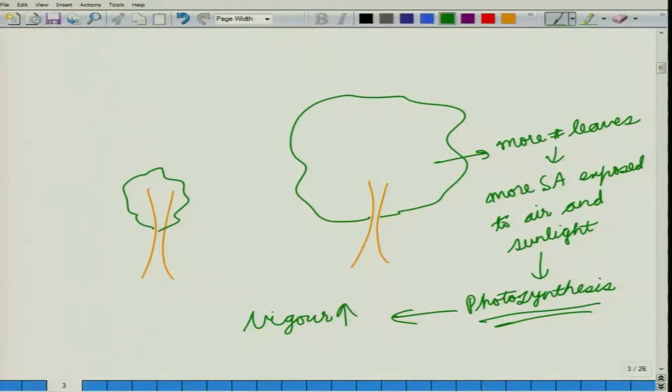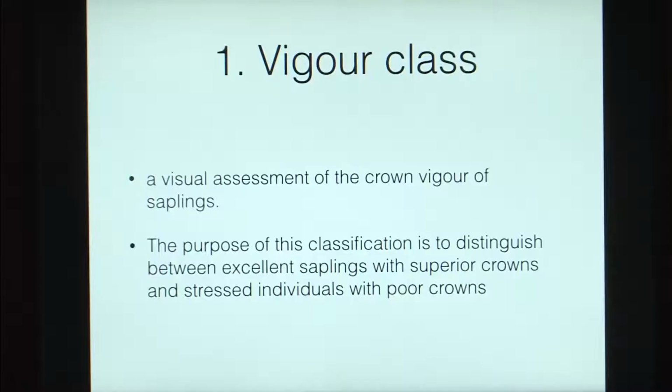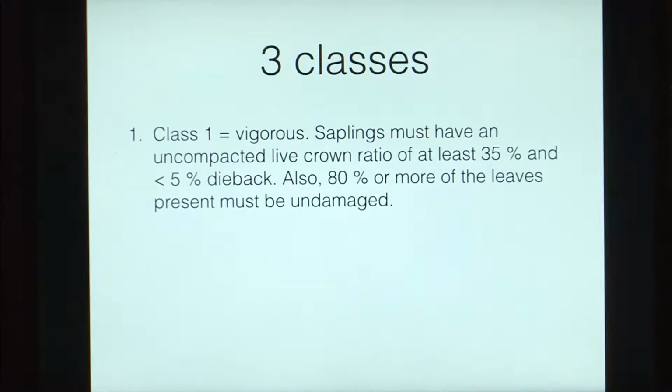Now, coming back to the slide. So, the vigour class, the purpose of this classification is to distinguish between excellent saplings with superior crowns and stressed individuals with poor crowns. So, we divide these saplings into three classes. The first class is called the vigorous class.